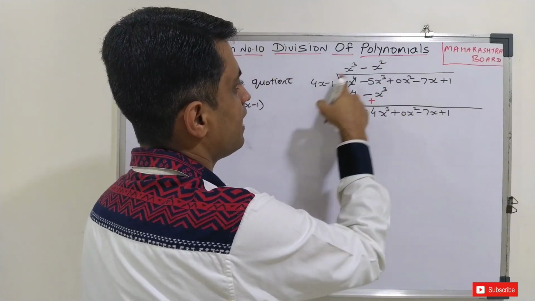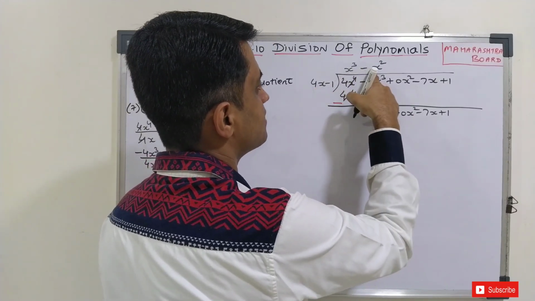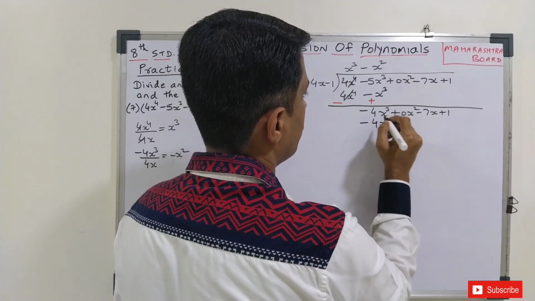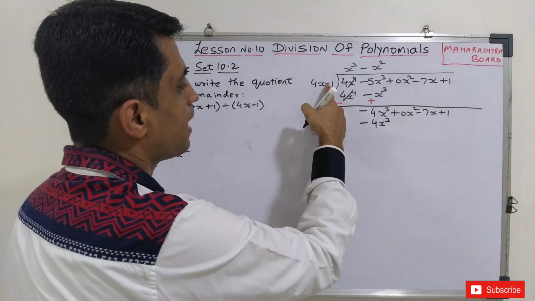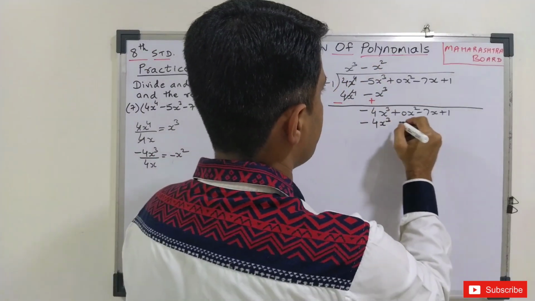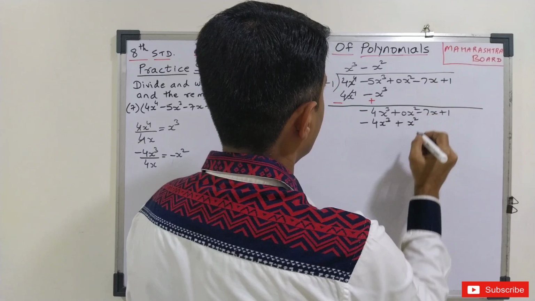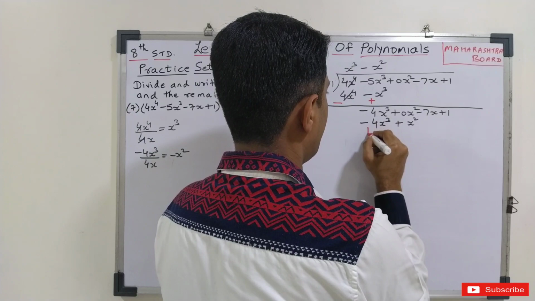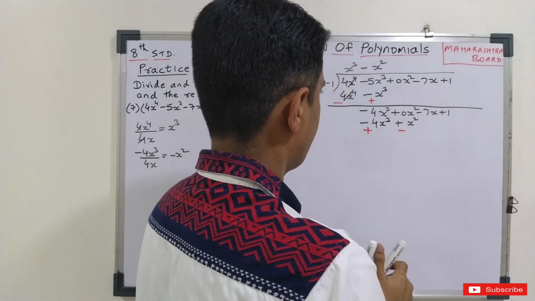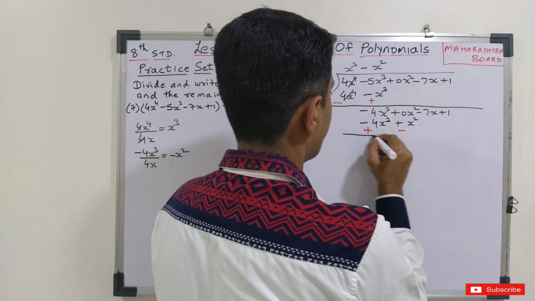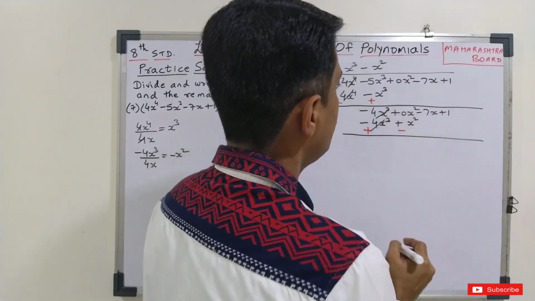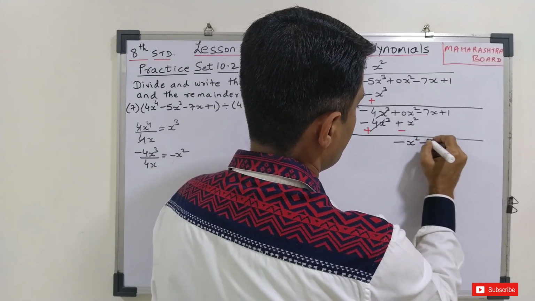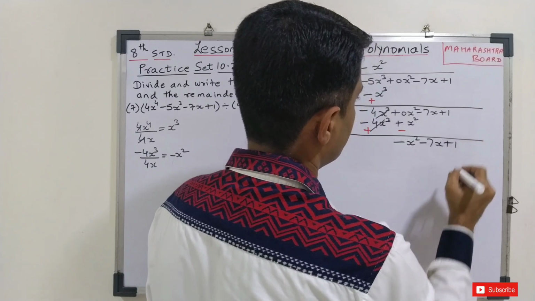Now 4x into minus x square is what? Minus 4x cube. Minus 1 into minus x square is what? Plus x square. Now sign gets changed. So here we get plus, here minus. After this it will get cancelled. So 0 minus 1 will be what? Minus x square minus 7x plus 1.